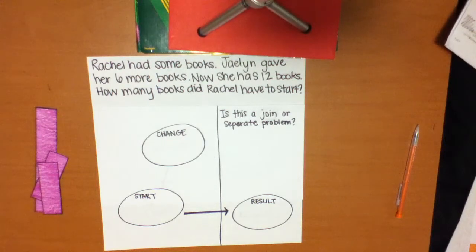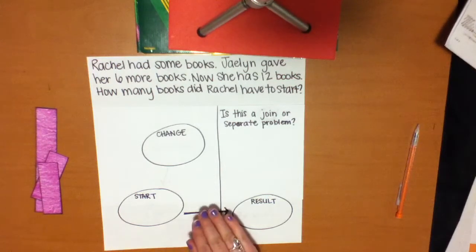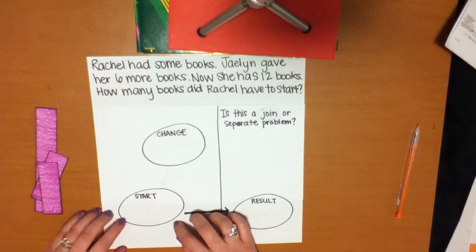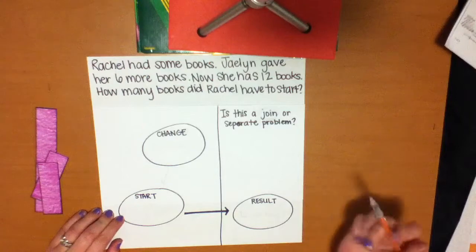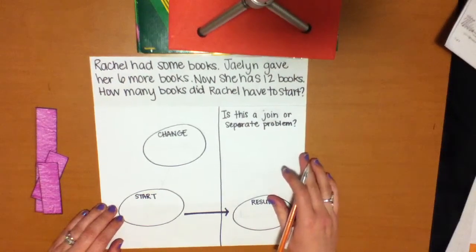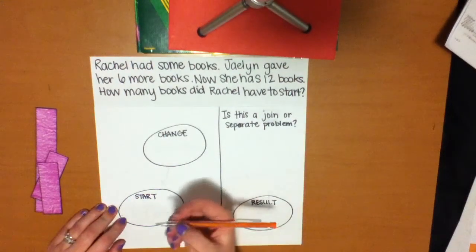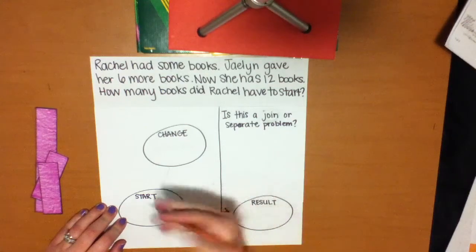To begin the problem, we are going to start with determining what kind of structure this problem is. We are familiar with the start, change, and result chart, so we are going to use that right now. However, this time the arrow is missing. I'm going to leave it up to you to determine which way the arrow should be going. Let's start with the start section. Rachel had some books, so that means we're not sure what she started with, so I'm going to put a question mark labeled books in the start section.